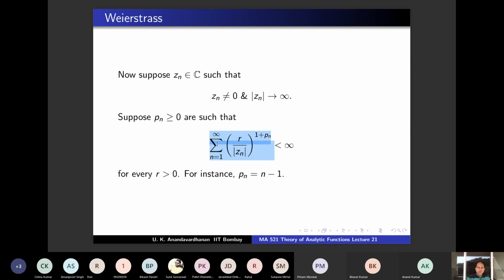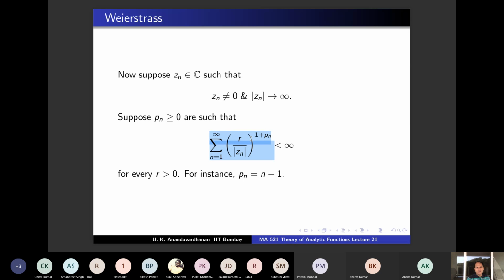Take whatever R, so fix an R. Now mod Zn is going to infinity. So beyond a stage, R by mod Zn is less than 1. And even beyond a stage, R by mod Zn is less than, say, half or 1 by 3, whatever you want. Less than a C, which is strictly less than 1. So from that stage onwards, it will be summation C power n, where C is strictly less than 1, and that's a geometric series that's convergent. And the rest is all finite sums.